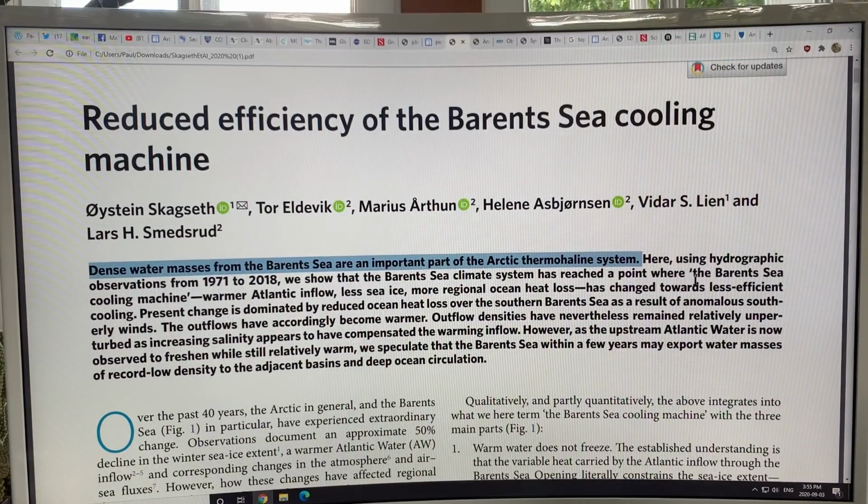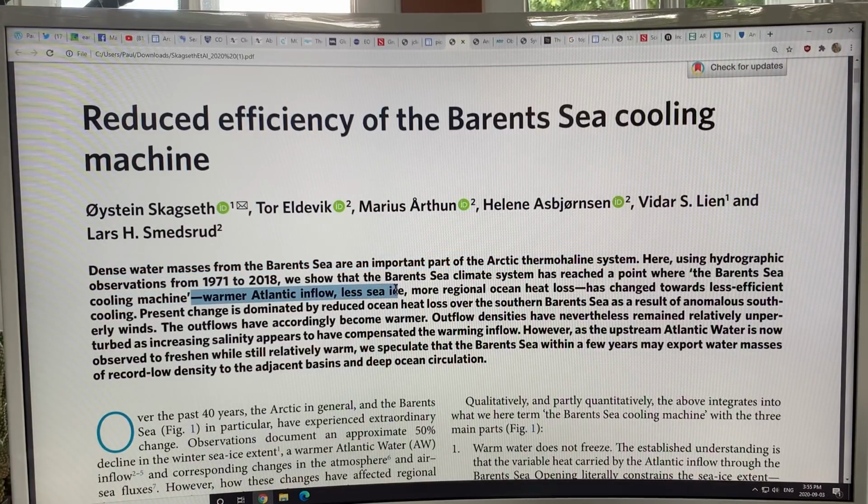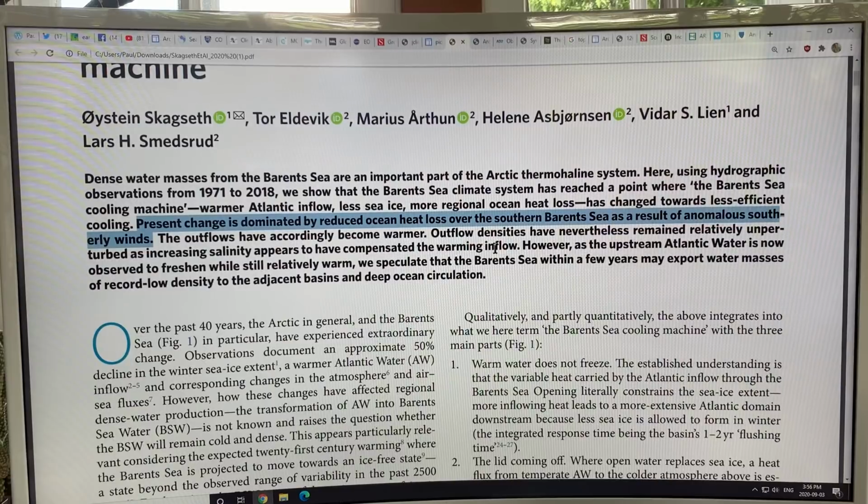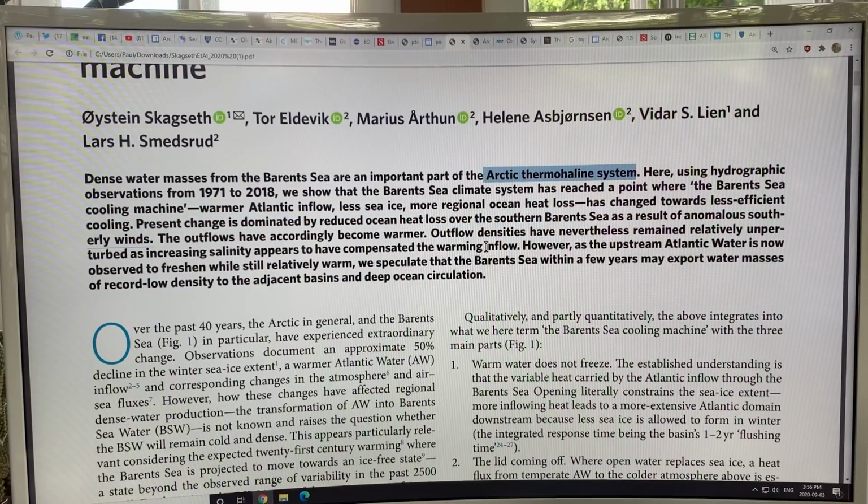But what's happening in the Barents Sea is a cooling machine, if you like. With warmer Atlantic inflow, there's less sea ice, there's more regional ocean heat loss. That's changed, so it's less efficient cooling. So there's less cooling of the water, and there's less descending water, therefore, in those chimneys, and this is slowing down the AMOC and will eventually likely stall it out. Okay, so this is a very crucial connection of the global AMOC current system to the Arctic Ocean. The Arctic part is the Arctic thermohaline circulation.